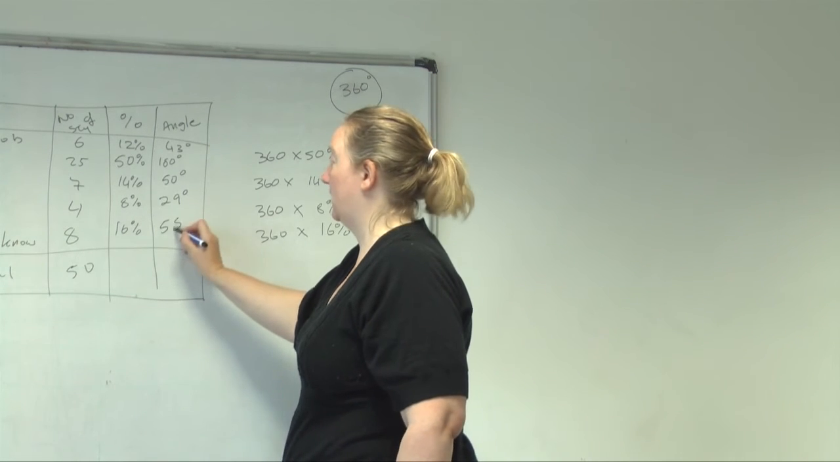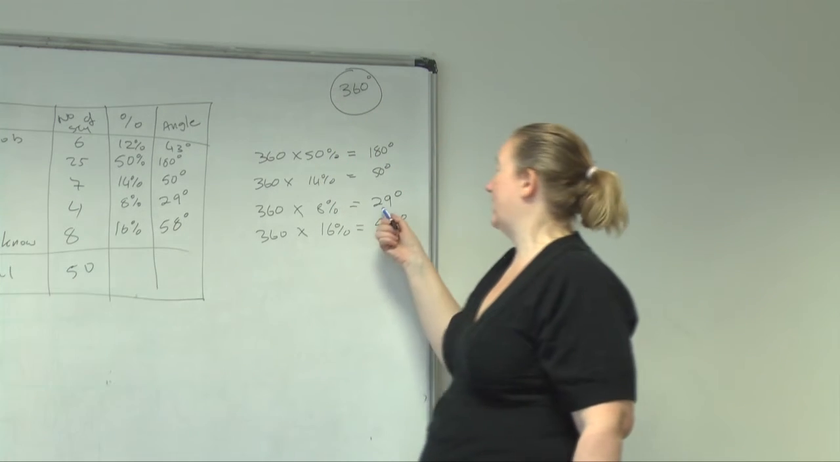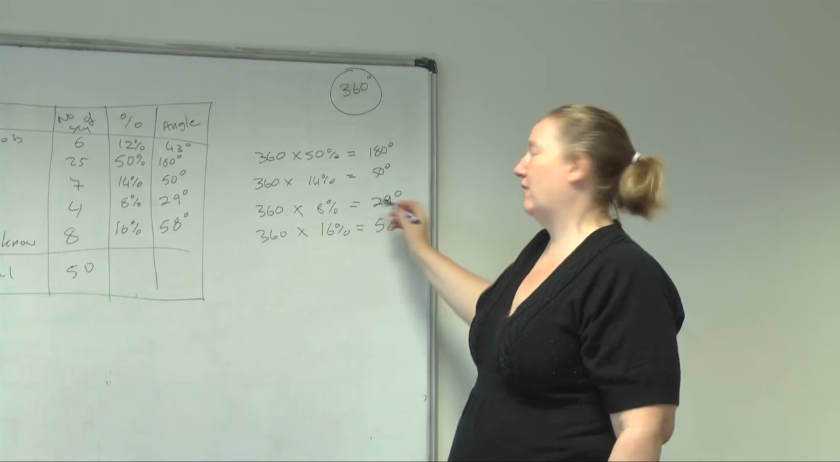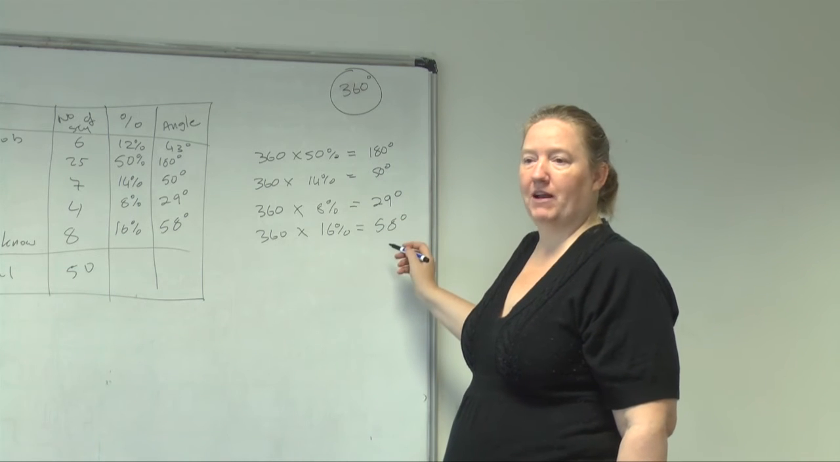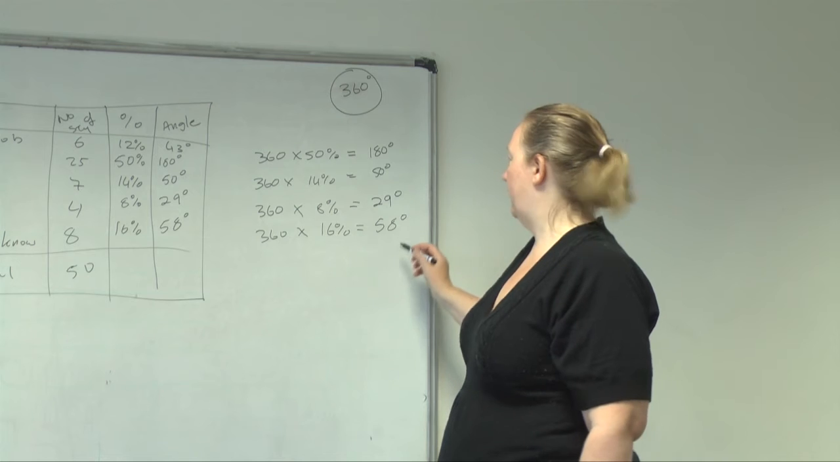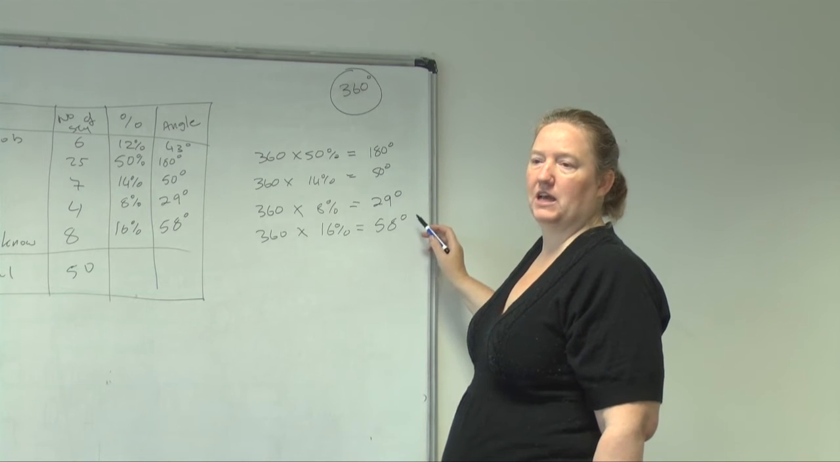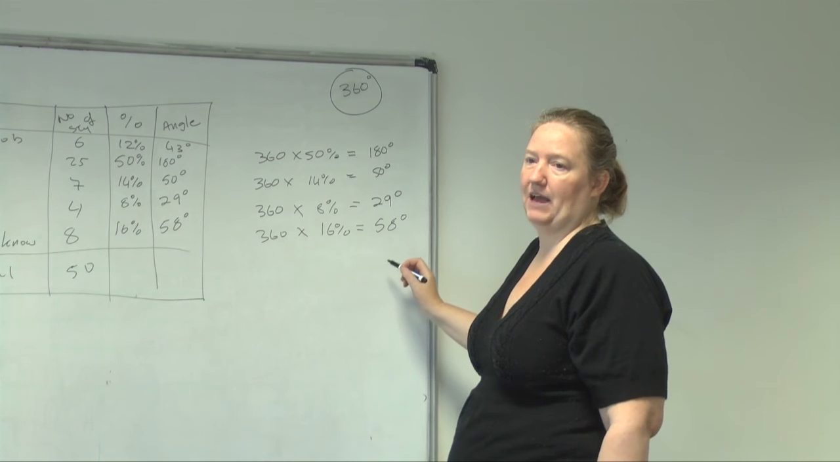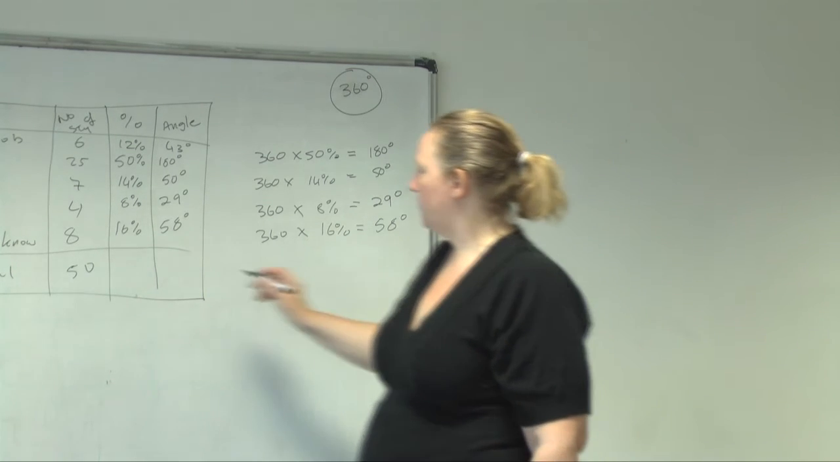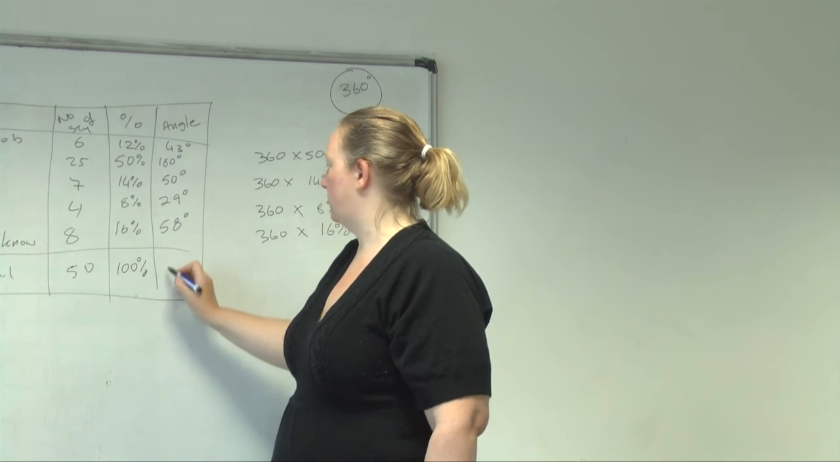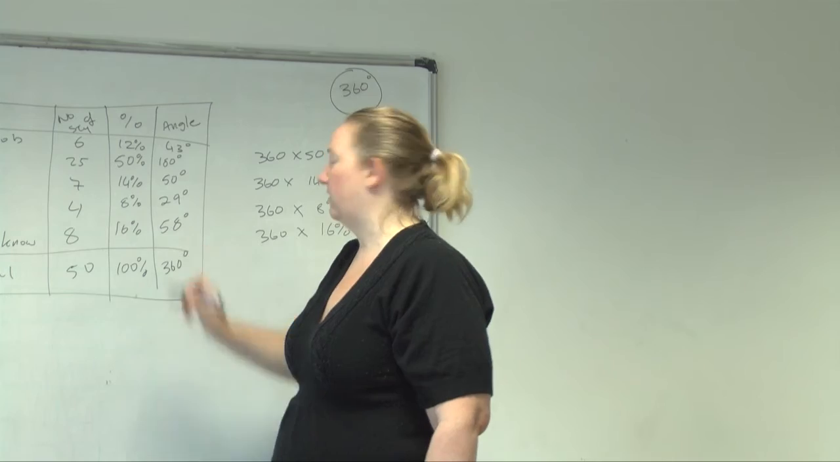Now, you don't actually get those numbers. I think the 29 is actually 28.67 something. Round it up. Okay, round them up or round them down. If it's point and a number bigger than 5, round it up. If it's point and a number smaller than 5, round it down. Okay? When you add those up, you get 100% there. When you add all those up, you get 360 degrees there.